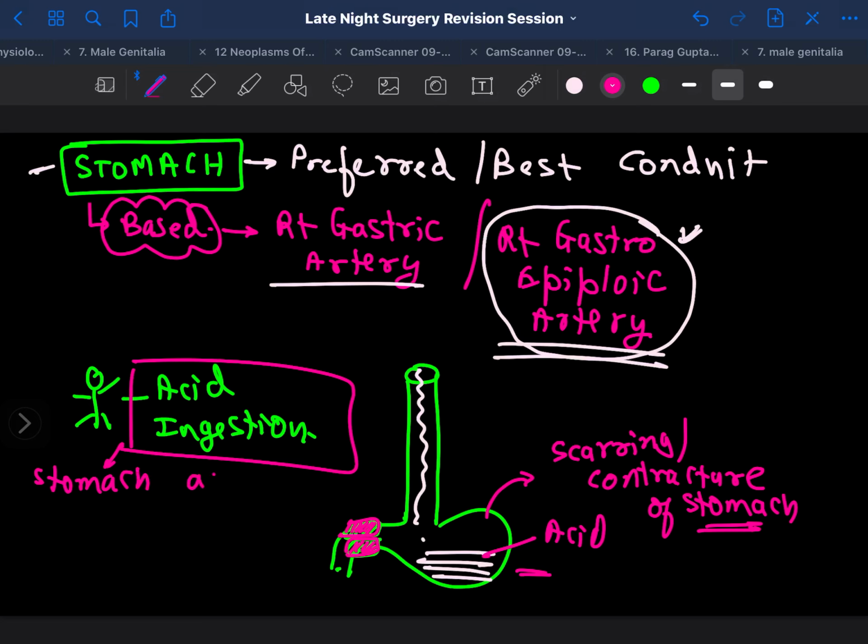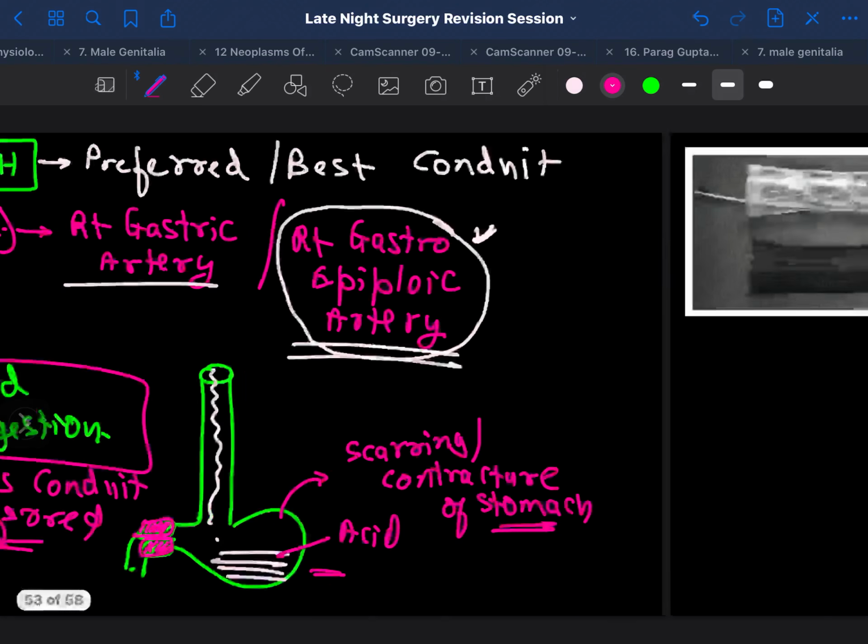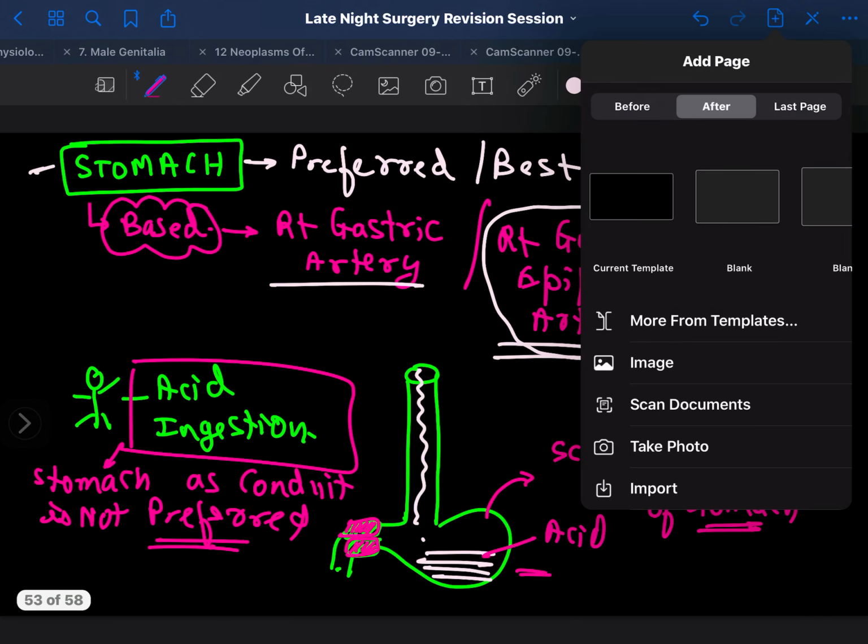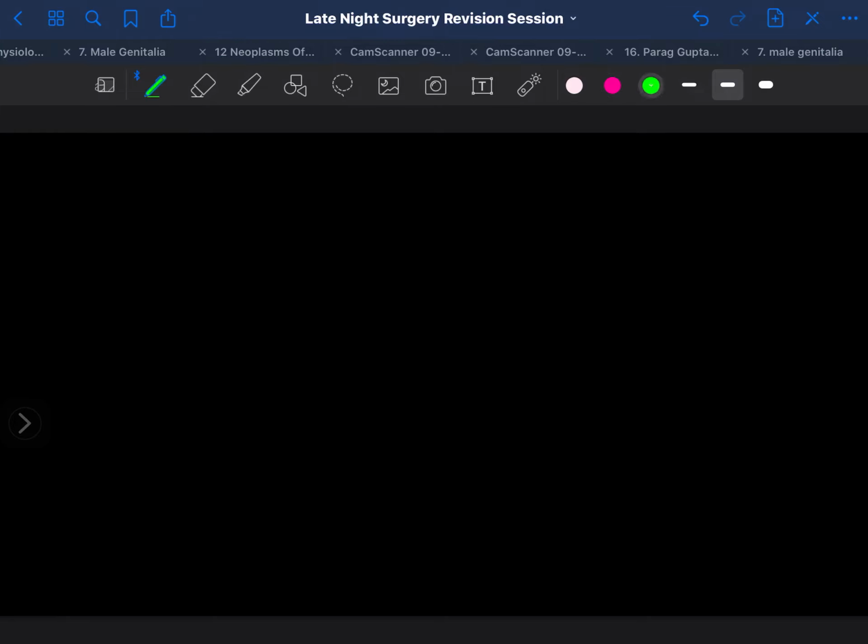So in the acid ingestion patient, the stomach as the conduit is not preferred. Okay, I hope you get this particular point. Stomach as the conduit is not preferred. So if we cannot use the stomach as a conduit, then what do we use? If we cannot use the stomach as a conduit, we prefer to go in for the colon. Please understand this point, okay.